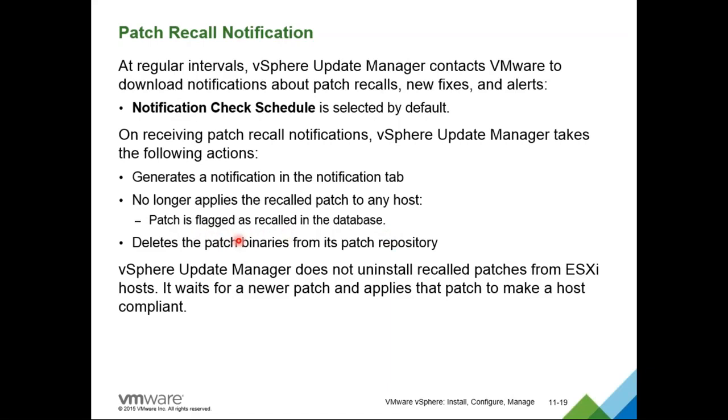So once it is flagged as a recalled patch, your database itself ignores it, or it will show you a different icon on your patch repository whenever VMware recalls the patches. It also deletes the patch binaries from its patch repository once it is flagged as a recalled patch. Your database or patch repository will delete that particular flagged patch, I mean to say.